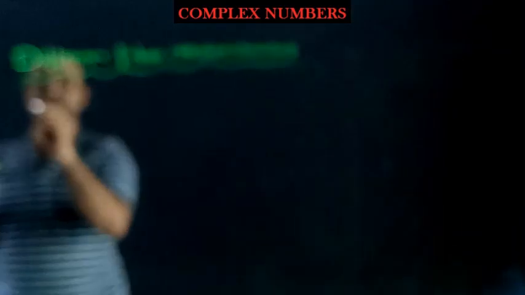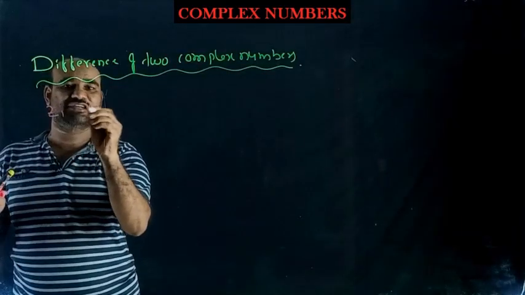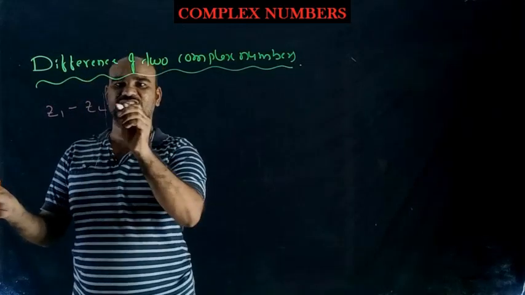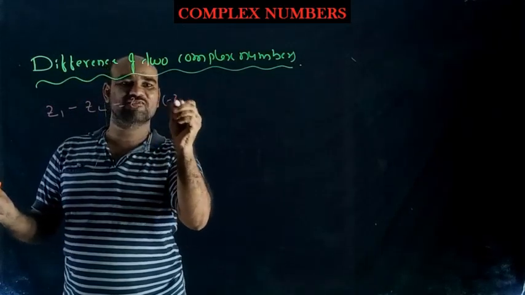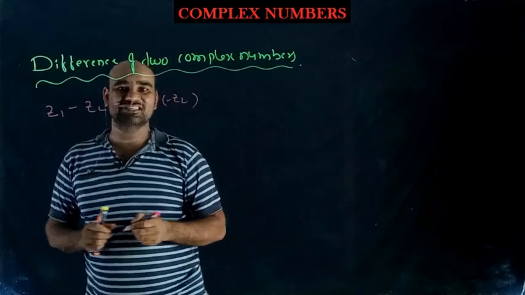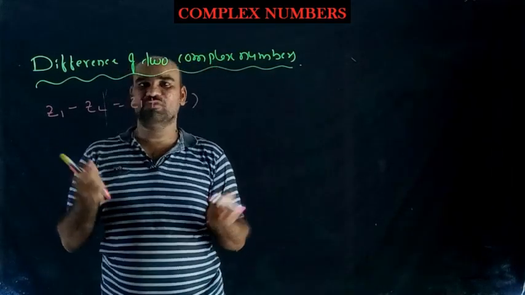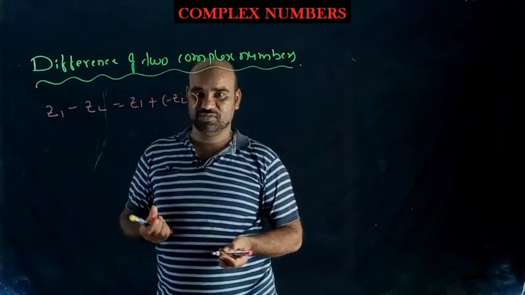Z1 is a complex number and Z2 is another complex number. We want to subtract Z2 from Z1. This is the same as Z1 plus minus Z2. Means the addition of a complex number and the additive inverse of the second one is nothing but the difference of two complex numbers.